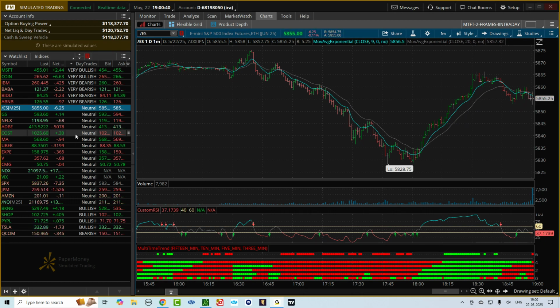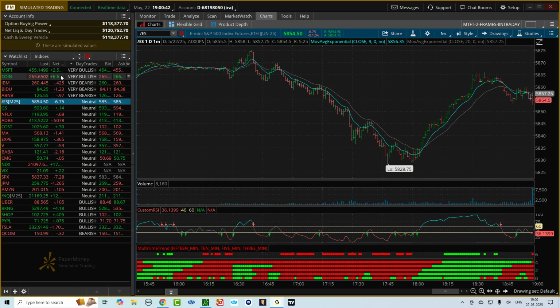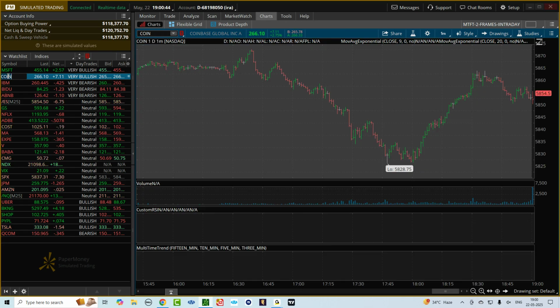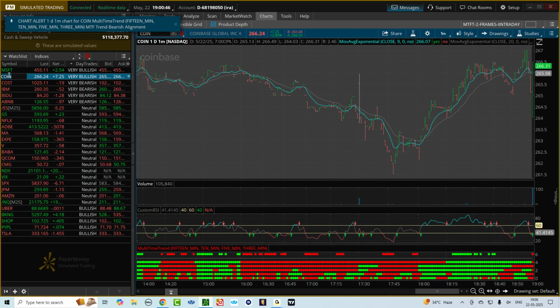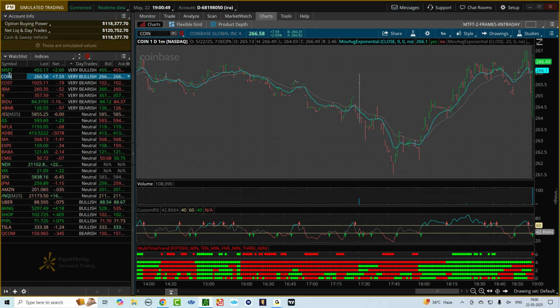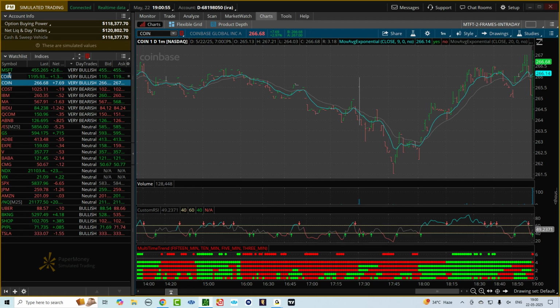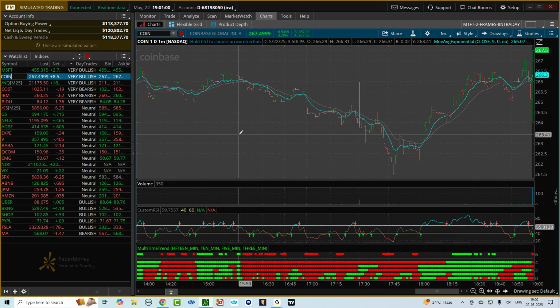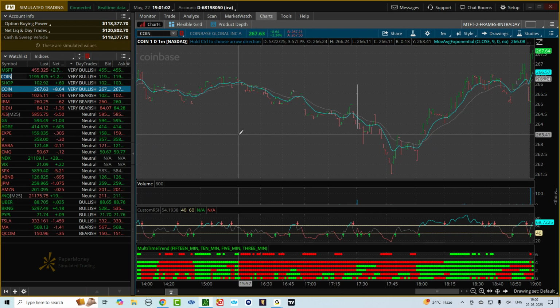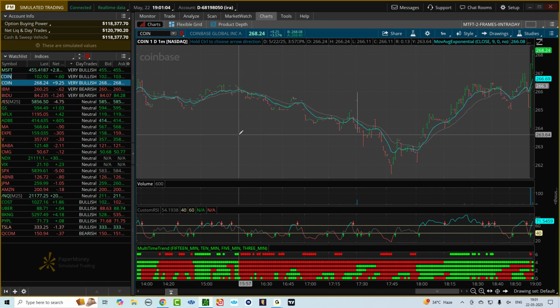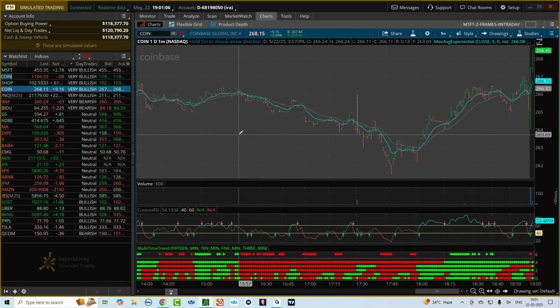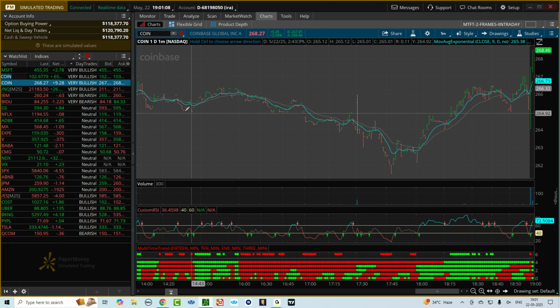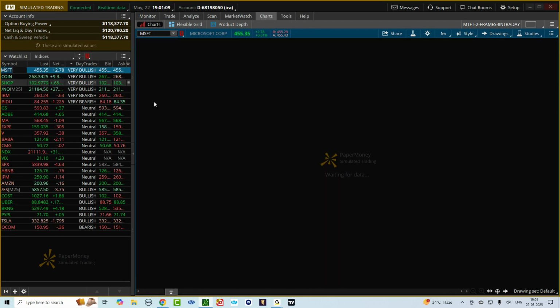Now, the one thing that jumps out at me is Coinbase right here. Coinbase is moving really high. It's up $7. Of course, Coinbase is a Bitcoin play. If Bitcoin goes up, Coinbase will go up. If Bitcoin goes down, Coinbase will go down. There's nothing more to it. And I think Bitcoin is doing well in these times, so Coinbase, of course, will benefit from that. Coinbase is not a very ideal trading vehicle, to be quite honest.